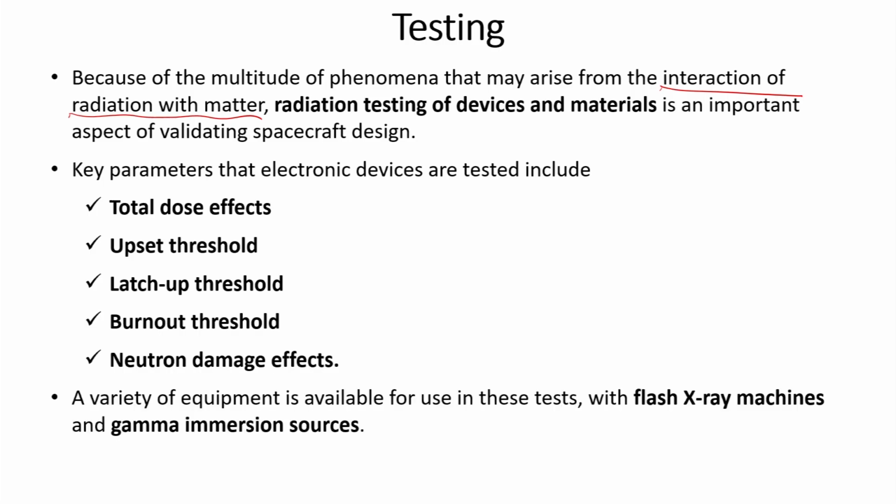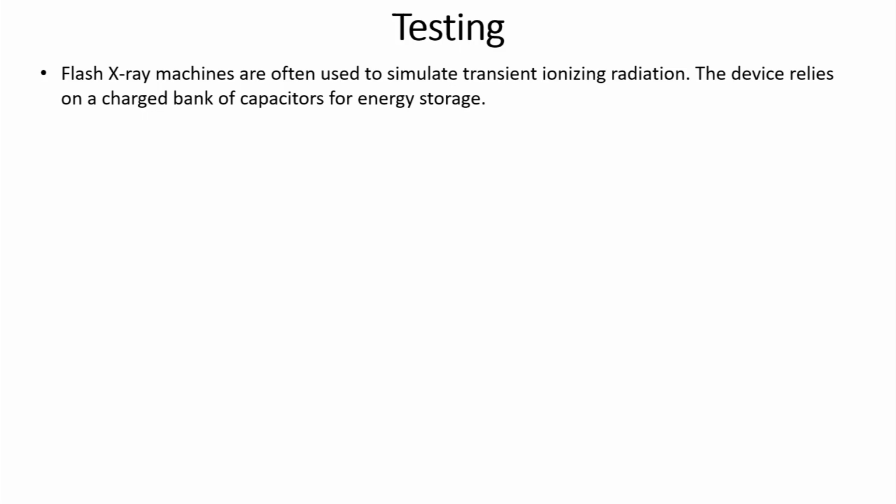A variety of equipment is available to carry out these tests, and we will simply mention the flash X-ray machines and gamma immersion sources. These are the sources used to simulate or create a radiation environment by creating energetic radiation particles.